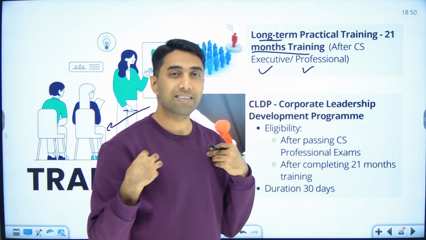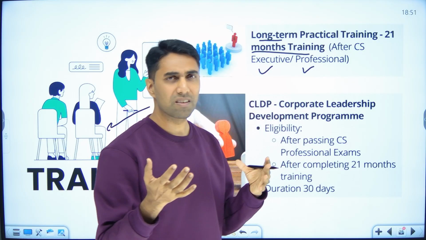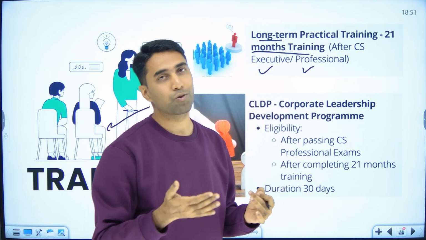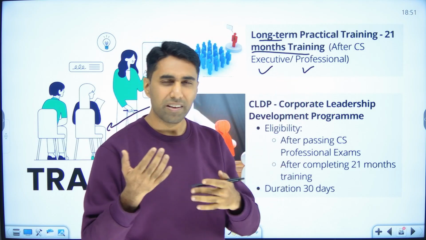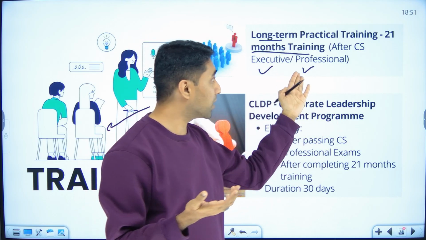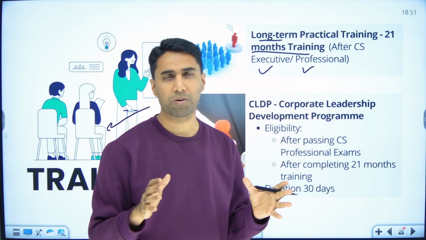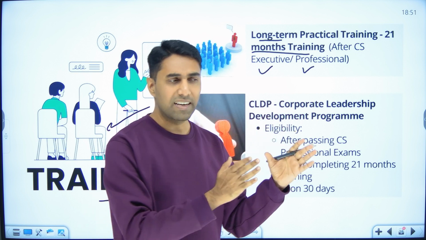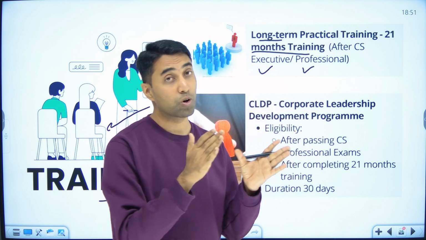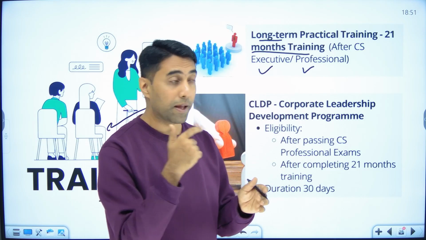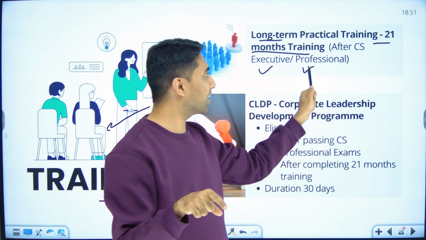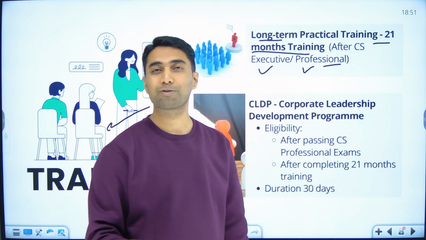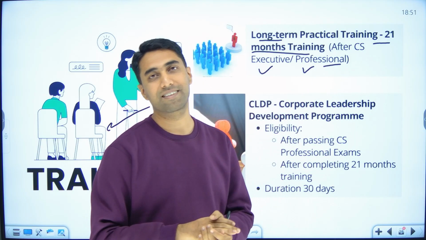I personally suggest after executive, because the earlier you join, the earlier you will finish. If you say, no sir, I will pass professional program, then I will go, you may need more time. And what if you don't pass professional in first attempt, you will get into problem. So best thing is write CS entrance test, pass it, go to CS executive, pass it, then go directly to 21 months training. And along with training, you can write professional. They will give you exam leave also to study. It is as per the ICSI regulation.